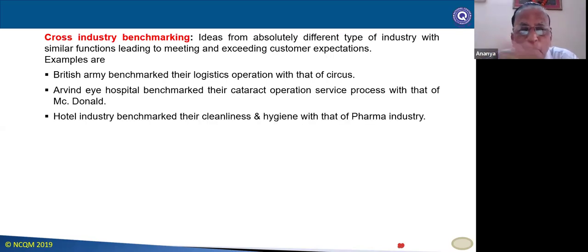The hotel industry benchmarks their cleanliness and hygiene with that of pharma. Pharma companies are the best as far as housekeeping and cleanliness are concerned. The hotel industry, which is visited by a number of people, has normal issues of bed cleaning and other cleaning, so they benchmark how pharma does it and put that into practice. What is going wrong, what is not happening the way it should, what parameters can be considered for study.